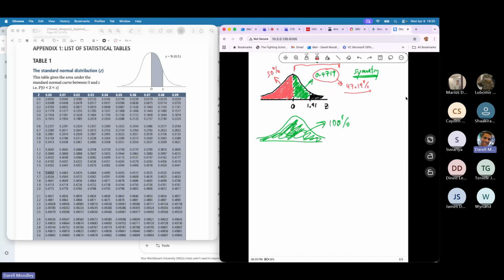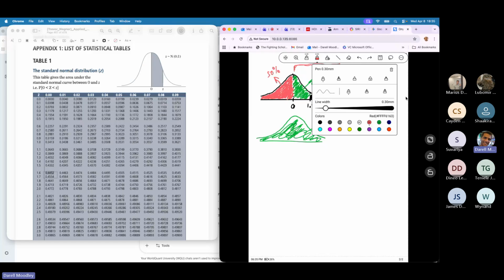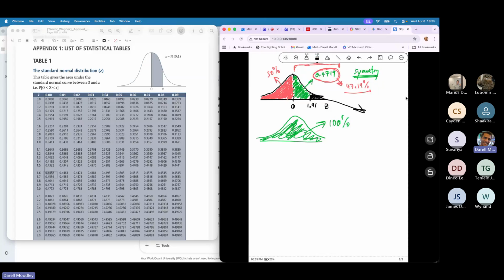Now, if the entire area on the right is 50%, and this green area has taken up 0.4719, or in other words, 47.19%, then do you all understand that the black area is the remaining area of 50%? In other words, this black area here is simply 50% minus 47.19%. And that's your answer. Because the whole point of solving this question was to figure out the black area. And if you work this out, you get a value of 2.81%.